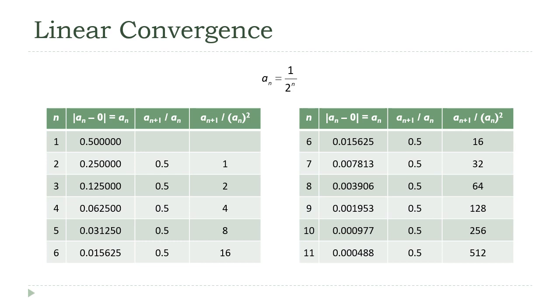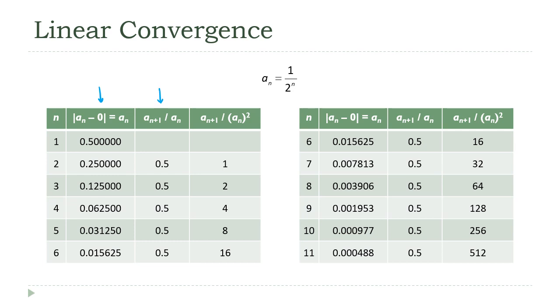All right, so I did some experimenting with this. I calculated these a sub n minus 0 values, and those are equal to a sub n, of course, and I did this out to n equals 11. Then I also calculated that ratio we were looking at, a sub n plus 1 over a sub n. You can see this does equal 1/2.